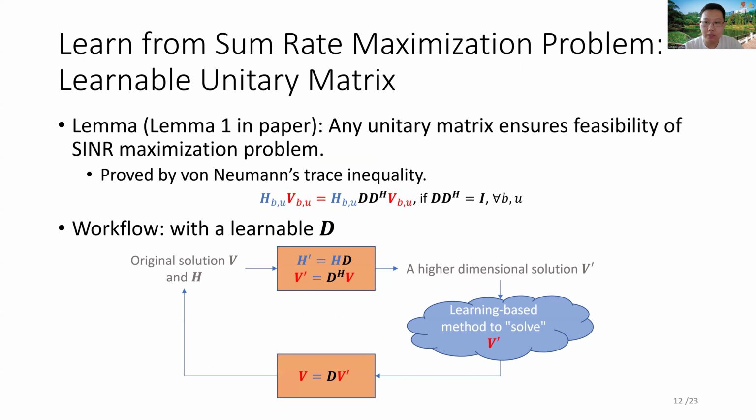First, we propose a lemma that any unitary matrix ensures feasibility of sum-rate maximization problems, which is proved by the Von Neumann trace inequality in our paper. Then, with that learnable parameter matrix D, we achieve the expansion mapping to get the parameters H prime and V prime in the higher dimensional space. After solving V prime in the higher dimensional space, we achieve the shrinking mapping to get V of the original space afterwards.